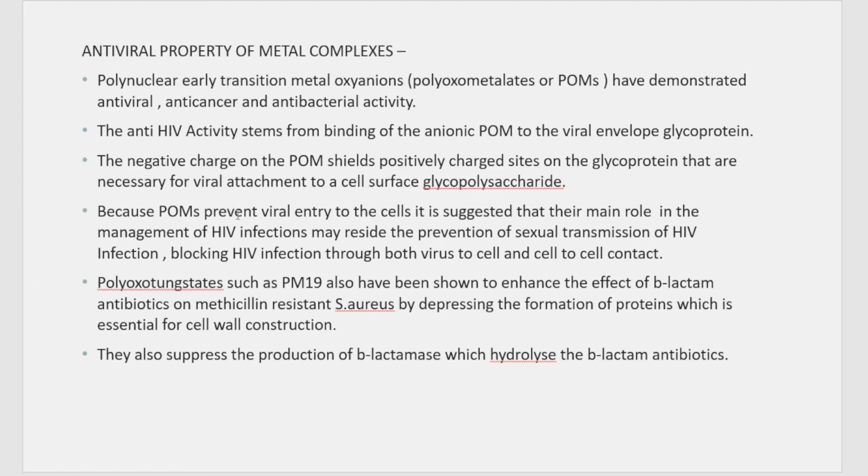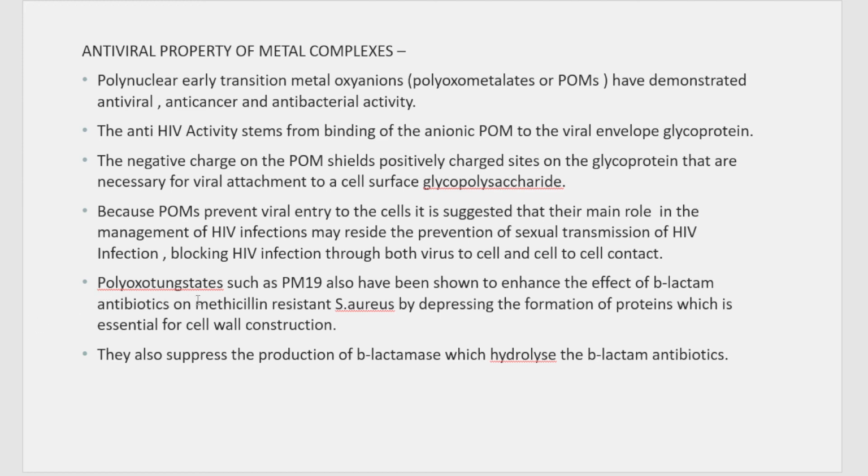These POMs are found effective in the management of HIV infection, that is, the spreading of HIV through sexual transmission, because they prevent the entry of this virus into the cells, correct? And so they are blocking HIV infection through both virus-to-cell and cell-to-cell contact. They're not letting the virus attack or enter into the cell, and they're also not letting it spread from one cell to another cell by cell-to-cell contact. That is one example, that is POMs.